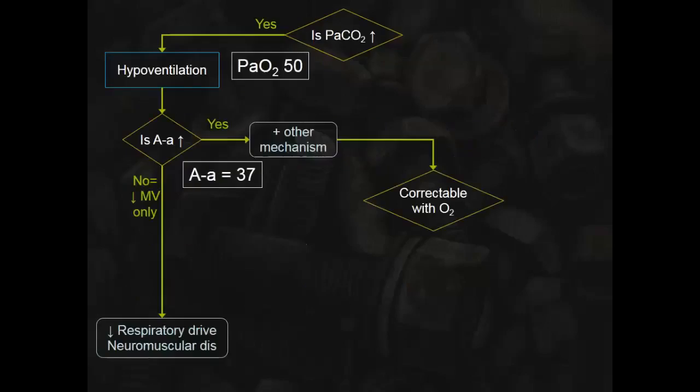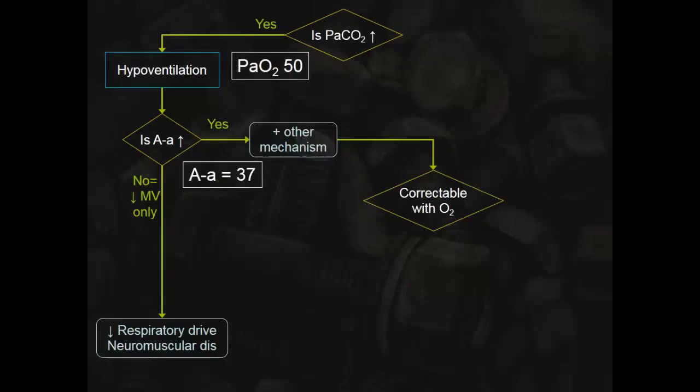It's not just hypoventilation. So we said high CO2, hypoventilation. Is the A gradient normal? Is it high, sorry? Yes, there is another mechanism. If it's normal, then it's just hypoventilation. There's nothing else. So there is something else. Is this oxygen correctable with O2?